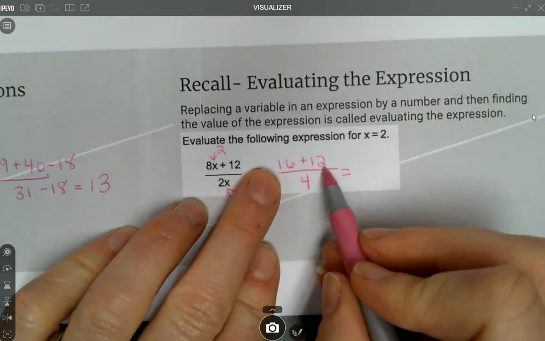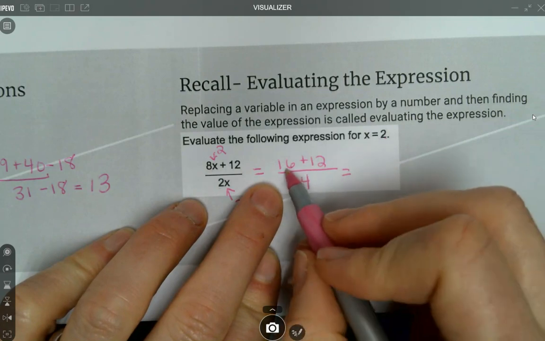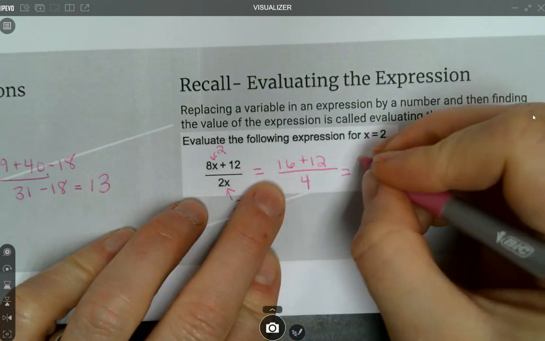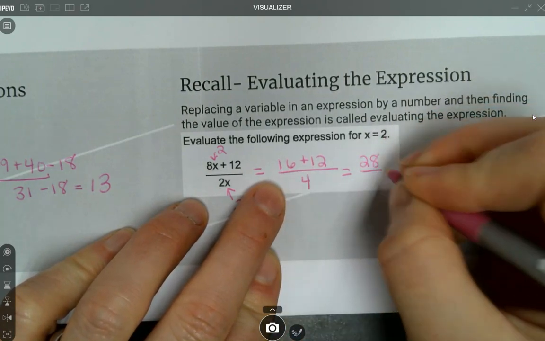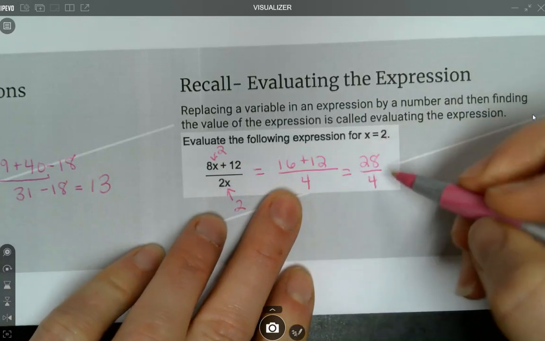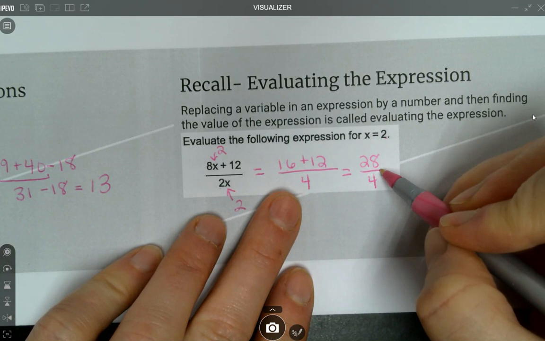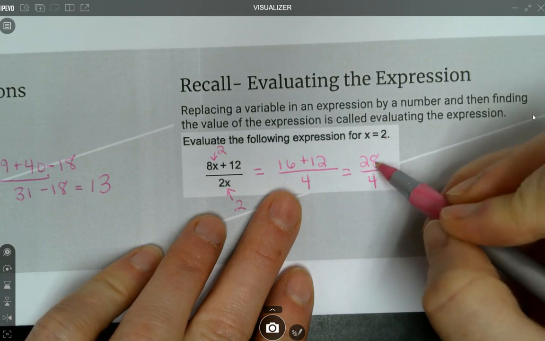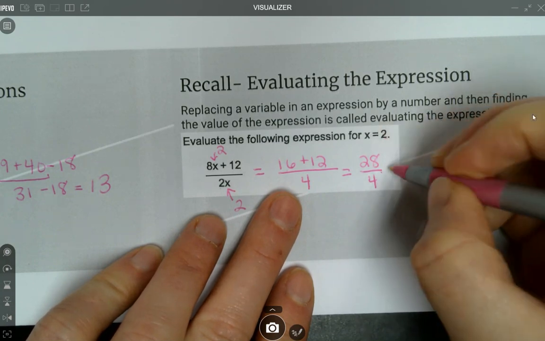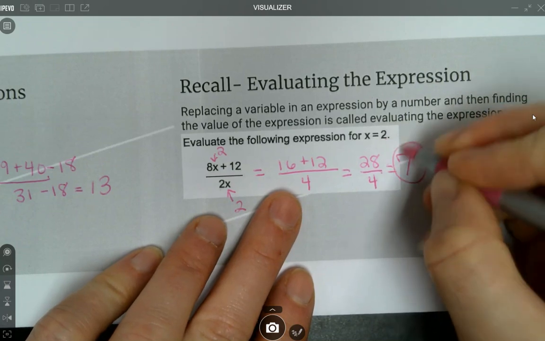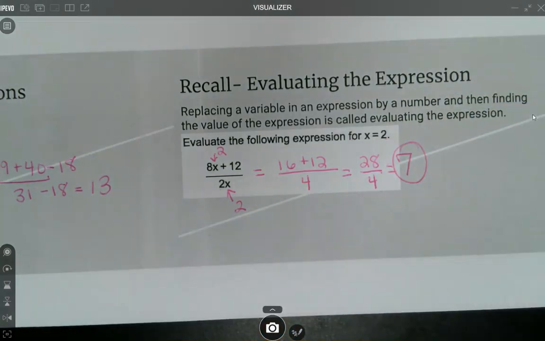We're going to simplify the top and bottom separately. So 16 plus 12 is 28. Divide by 4. This is a fraction, but it also can be represented as 28 divided by 4, which gives us 7. That is our solution. Let's go to the next page.